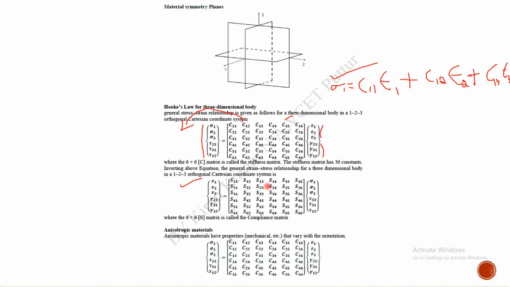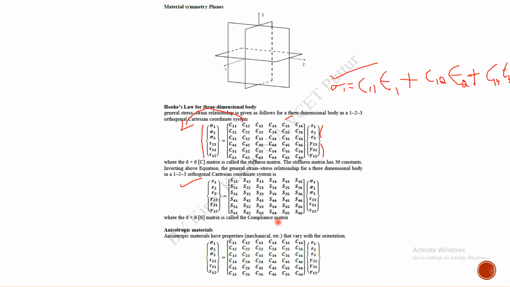So instead of the inversion of the C matrix, that is the stiffness matrix, we usually go through another term, the letter S, and the same matrix size will be available. Epsilon 1 is related to all the stress components. Similarly, the other normal strains and shear strains. So S denotes the compliance matrix.